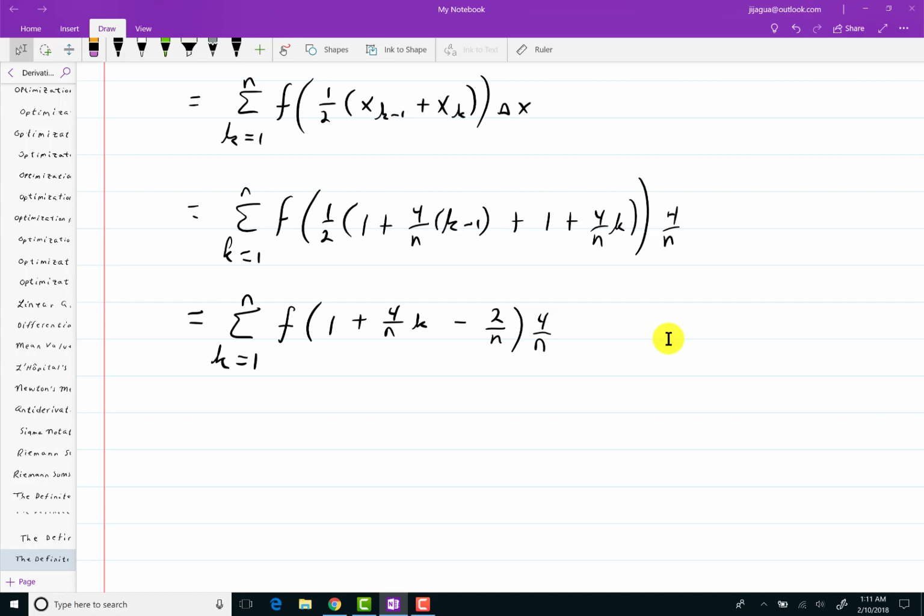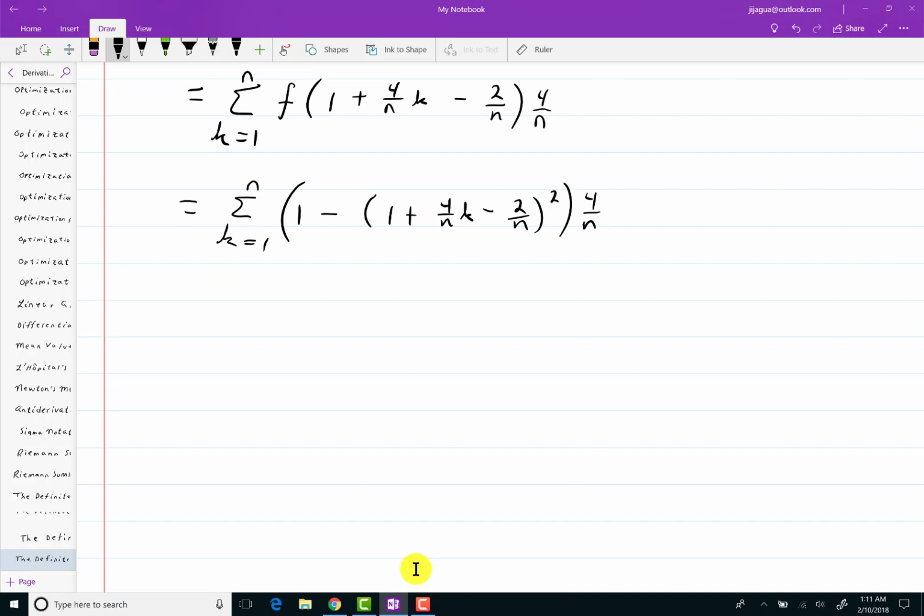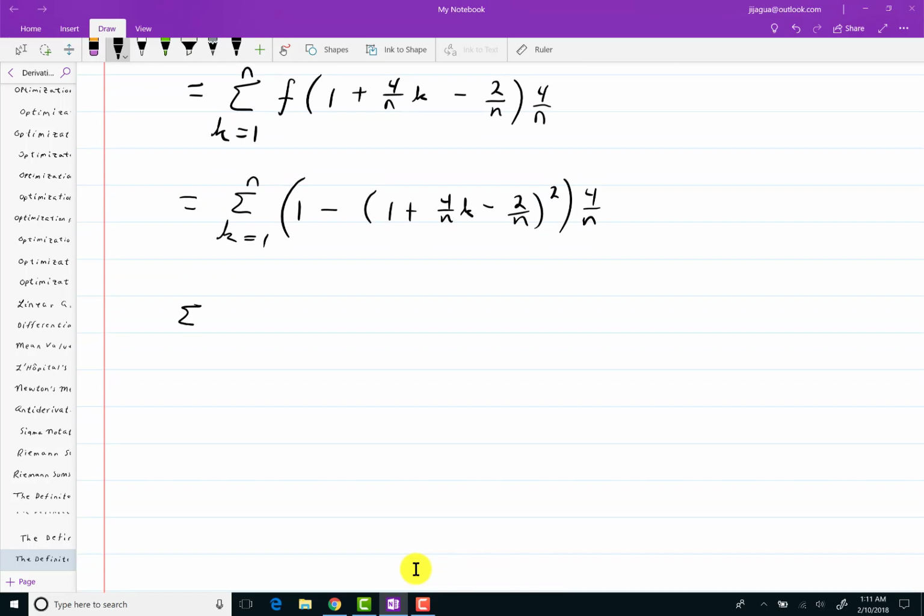But anyways, let me go ahead and plug this into the formula for f. So I get the sum k equals 1 to n. This stuff goes in where x was. So we have 1 minus, and it's that stuff squared. So we have 1 plus 4 over nk minus 2 over n squared. And then outside of that, 4 over n. Then that equals the sum k equals 1 to n.